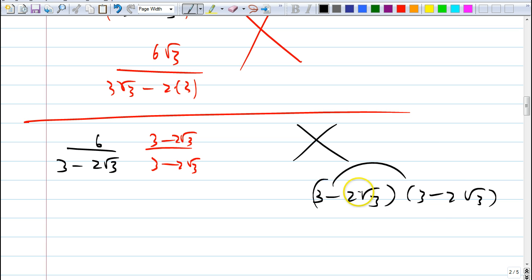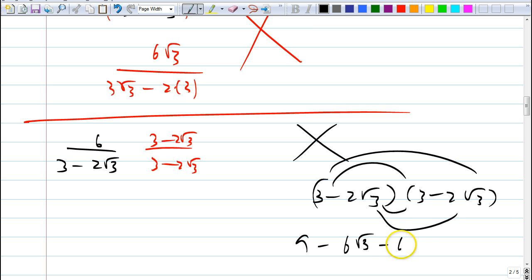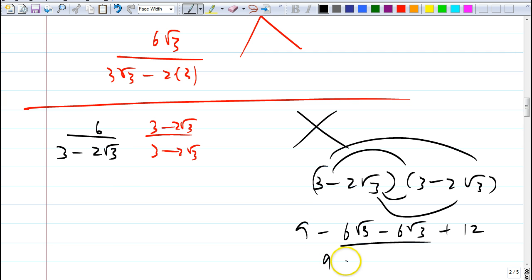So when you do this, you get 9 minus 6 rad 3 minus 6 rad 3, plus 4 times 3, which is 12. You see how the middle term stays the same? So you still have radicals. 9 minus 12 rad 3 plus 12.